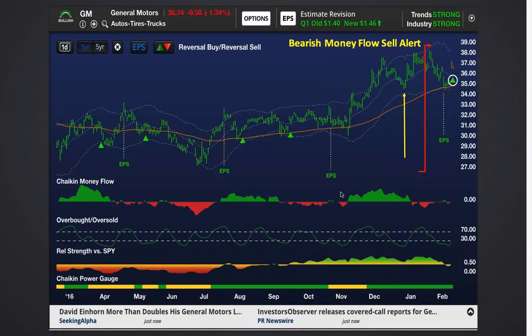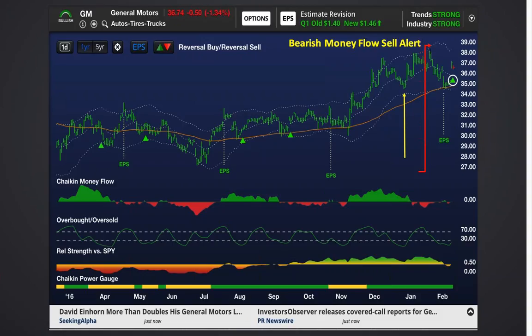So Chaikin money flow is on this chart, oscillates from red to green, looks back over 20 or 21 days, and it measures institutional buying and selling. When a stock rallies, like General Motors did in November, December, you'd expect money flow to be green, indicating that institutions are accumulating the stock. However, there's a pattern right here on this chart.